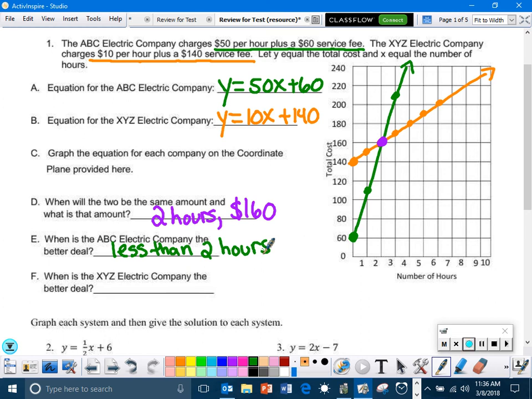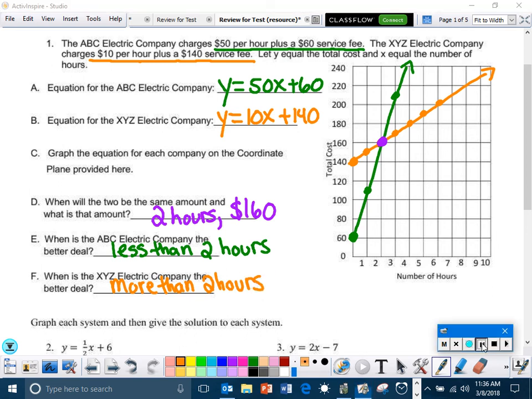All right. So when is the XYZ Company the better deal? Okay, well, where's the orange line below the green line? Okay, look at where my pen is. Okay, right here, the orange line is underneath the green line. That's the better deal. So here we will say more than 2 hours. All right, let's continue.